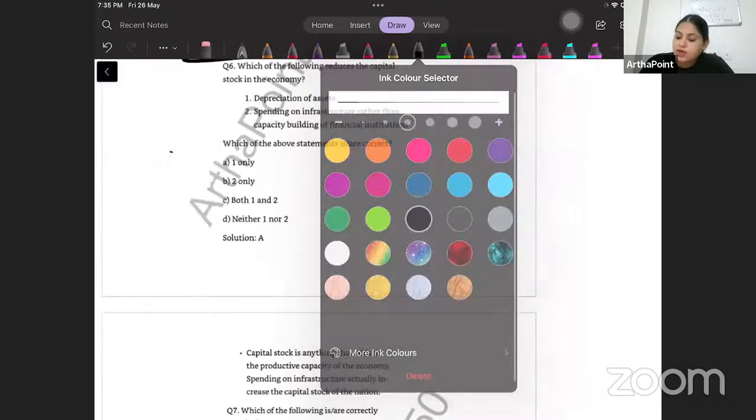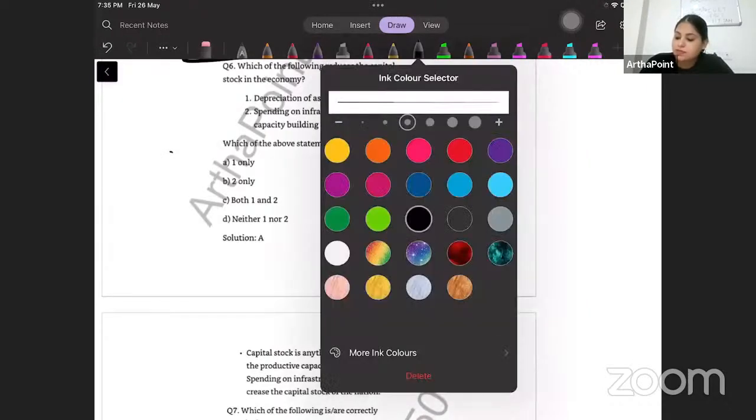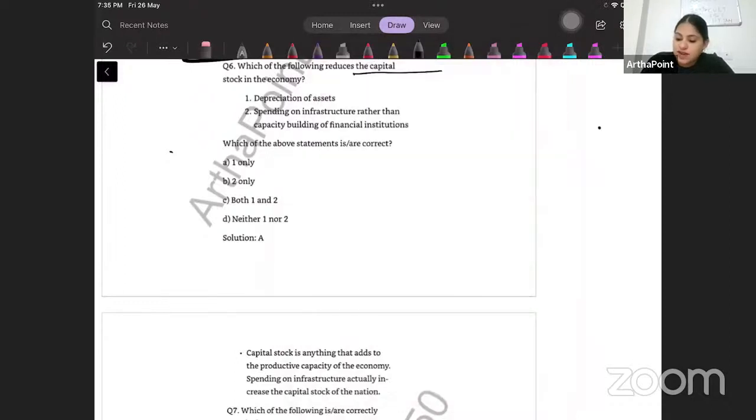Which of the following reduces the capital stock in an economy? 1. Depreciation of asset, 2. Spending on infrastructure rather than capacity building. The options are 1, 2, both 1 and 2, neither 1 nor 2. But capital stock kaise kam hota hai? Whenever there is depreciation, right?